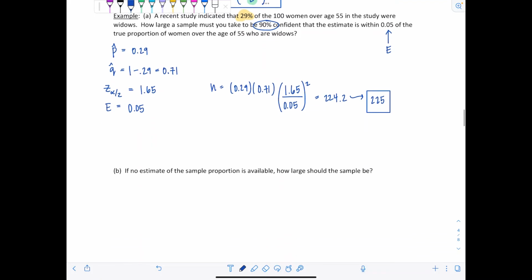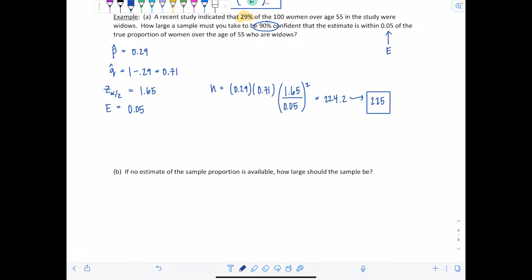Good. Part B. If no estimate of the sample proportion is available, how large should the sample be? So now they're basically saying, we're not going to give you a p hat. We're not going to give you a sample proportion. So remember, I told you, if you're not given one and you're trying to figure out what n should be, you play it safe and you use p hat as 0.5 and q hat as 0.5, because that'll basically give you the most error possible. So worst case scenario, you're just covering your bases.